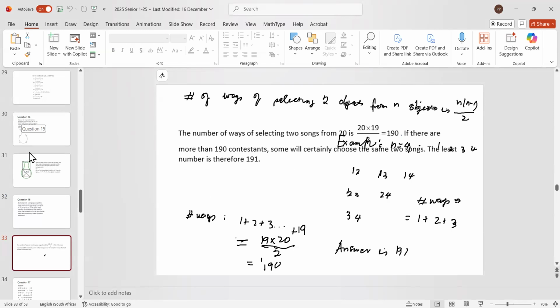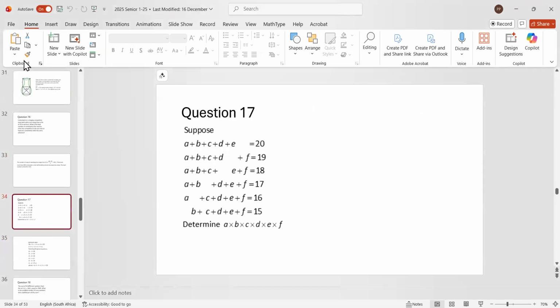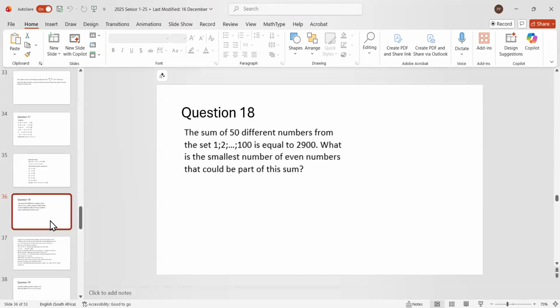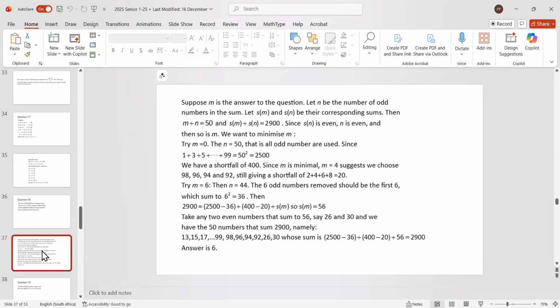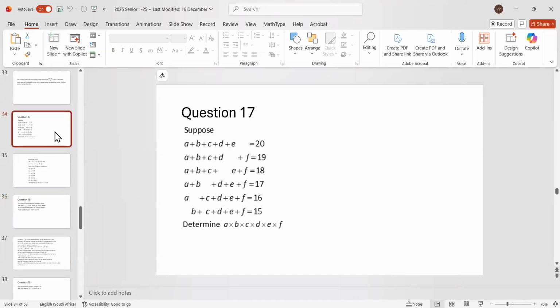Well, let's just clear all the drawings and move on. Problem 16 is done. Problem 18. Oh, yes, I haven't done 17. Okay, so here's 17.